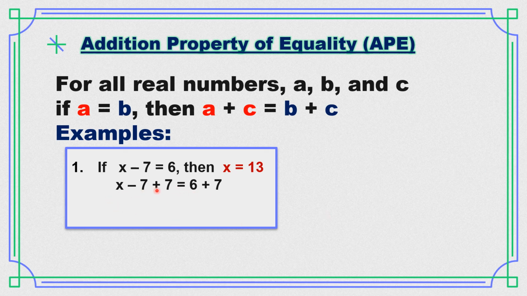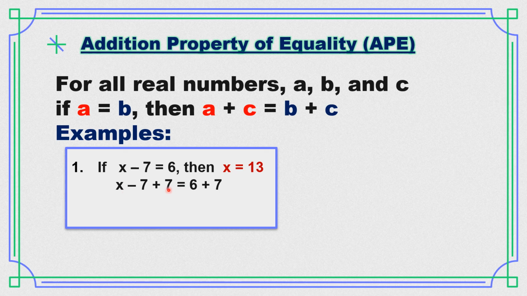Saan nanggaling yung 7 na to? Sabi nga kanina, kung anong dinagdag mo kay A, dapat idadagdag mo din kay B. Okay, so ito yung A natin, negative 7 plus 7. Okay? So, bakit naging plus 7? Para po ma-eliminate na to. Mawala, maging 0. At ang matitira na lang ay yung x.